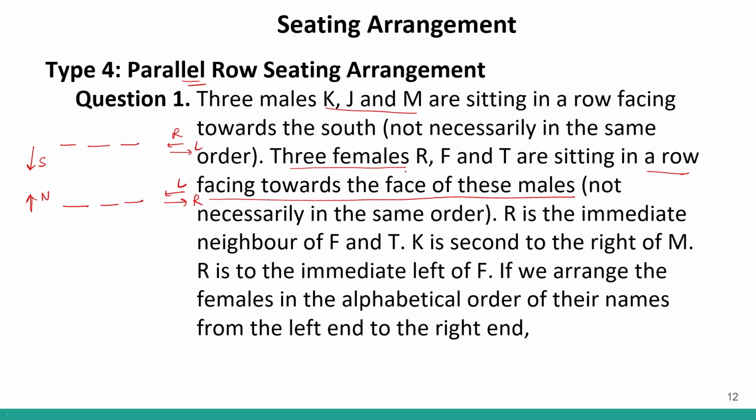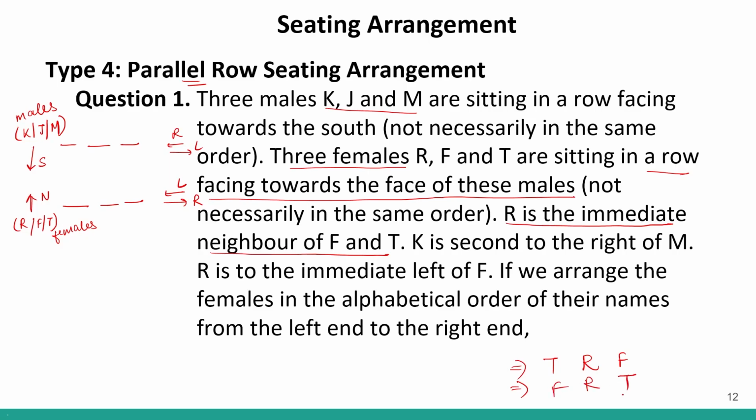Now, R is the immediate neighbor of F and T. So R, F, T, these are the females. R, F and T are females and K, J, M are males. Correct? These are your males and these are your females. Now it is given to us that R is the immediate neighbor of F and T. So this is possibility 1. Or we have another possibility with F and T.